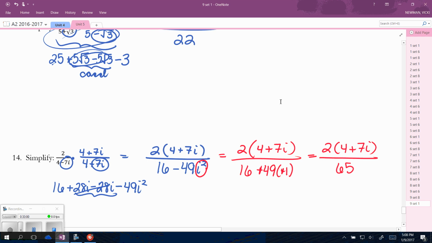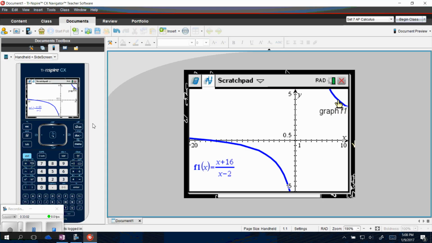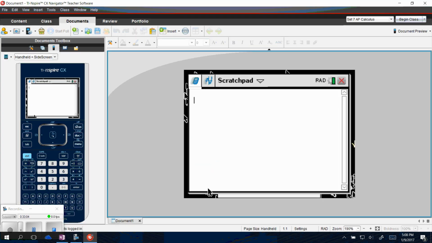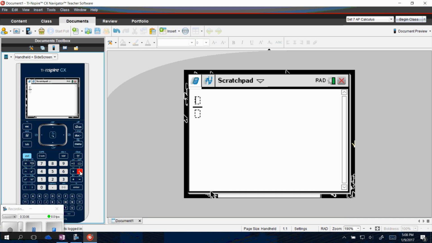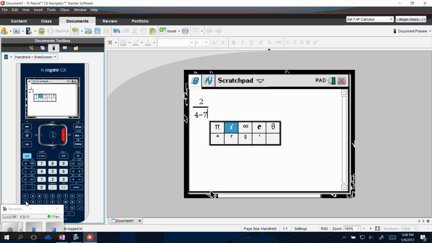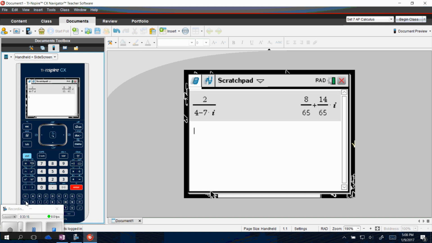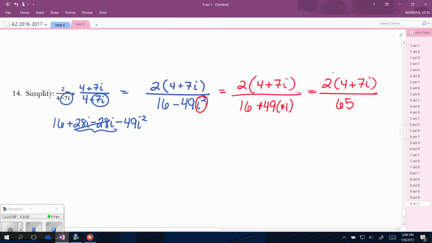You can check this question on the calculator. Go to your calculator. Doc B, I'm just going to clear it out. Type in the original. 2 over 4 minus 7, and get the i from the pi key. That i. Press enter. 8 over 65 plus 14i over 65. Ready? 8 over 65 plus 14i over 65. Do they match?